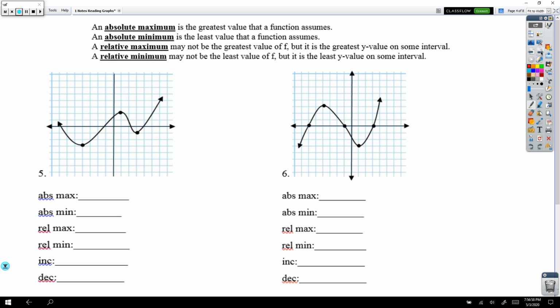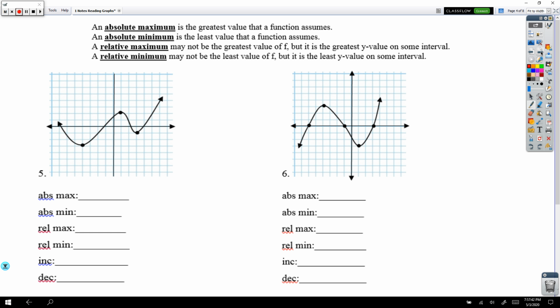All right. Now let's look at max and mins and increasing and decreasing. This will be somewhat of a review, so I'm going to go a little bit quicker here. Okay? Again, the difference between absolute and relative. Absolute max and mins are the absolute highest value or the absolute lowest value that the function can assume. Okay? So that's the highest y value or the lowest y value. That can include your highest peak, your lowest valley, or it could be an endpoint depending on what our graph looks like.